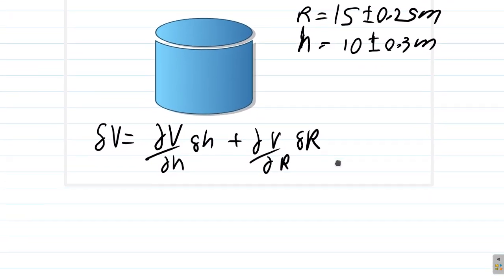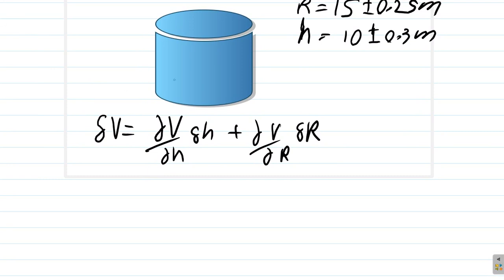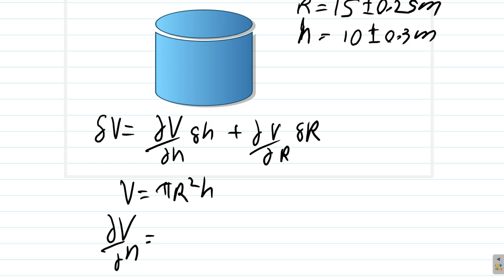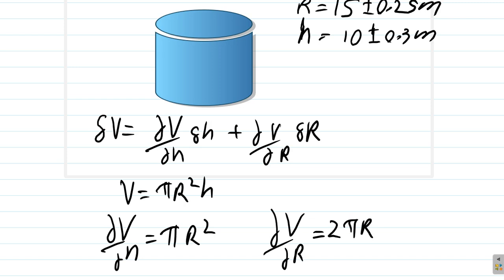Now, we need the formula that links volume, radius, and height. Volume is equal to pi r squared h. Alright? Now, delta V by delta h is going to be pi r squared. You can see that. And delta V by delta r is going to be 2 pi r h. Okay, good.